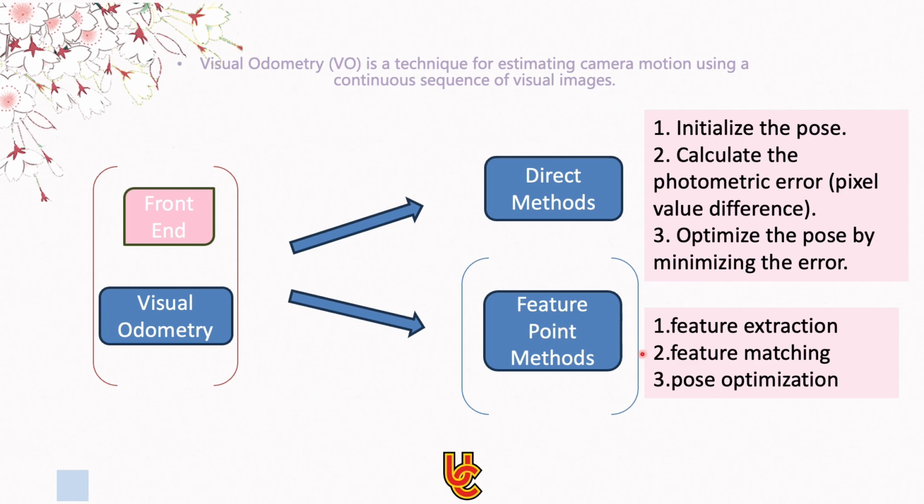The second is called the feature point methods. It also includes 3 steps: feature extraction, feature matching, and pose optimization. For example, if the ORB features are extracted and then the positions of these feature points are matched, the advantage of the feature point method is robustness to changes in lighting and perspective, which makes it particularly suitable for dynamic or complex scenes. The direct methods utilize all pixel information and are particularly suitable for environments with rich textures but few feature points, fully tapping the potential of the image data.